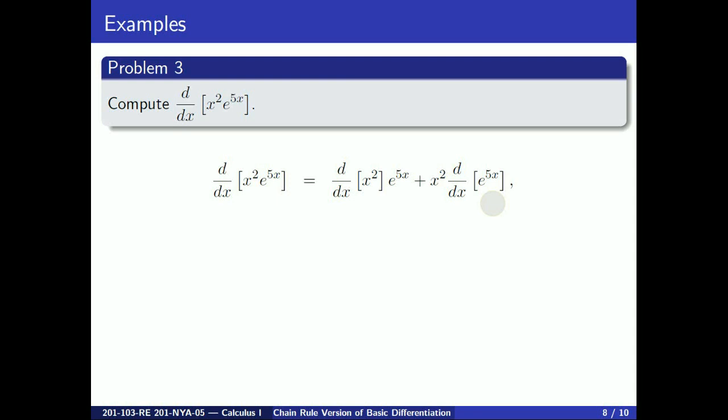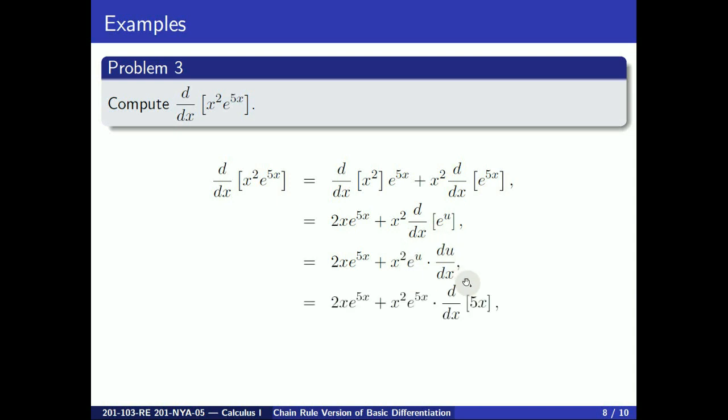Here it's a composition, and e to the 5x is of the form e to the u, where u is a function of x, 5x. So we need to use a chain rule here. Since the derivative of e to the x with respect to x is e to the x, the chain rule version of this rule is obtained by replacing x by u and multiplying by du dx. So the derivative of e to the u with respect to x is e to the u times du dx.